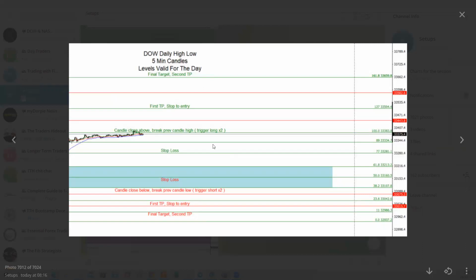at the 77. Remember, guys, as soon as we hit this first red line, we move our trailing stop to entry. As soon as we hit the first TP, we move our trailing stop to the first red line. And as soon as we hit the second red line, we move our trailing stop to the first TP.